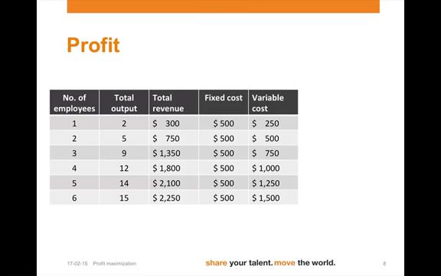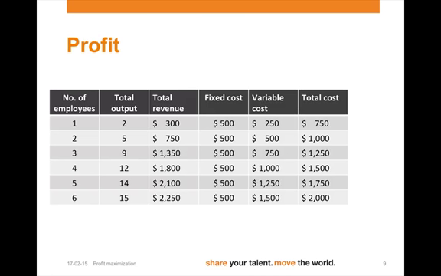If we then look at the cost, the fixed costs don't change with output. So no matter how many employees we hire, the fixed costs are 500. The variable costs are set by the hiring of employees. We pay them 250 per employee per week. So if we, for example, hire 3 workers, 3 times 250 equals 750.